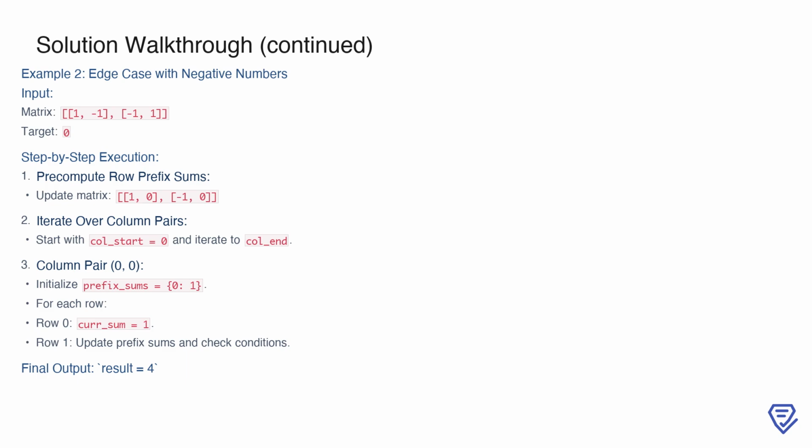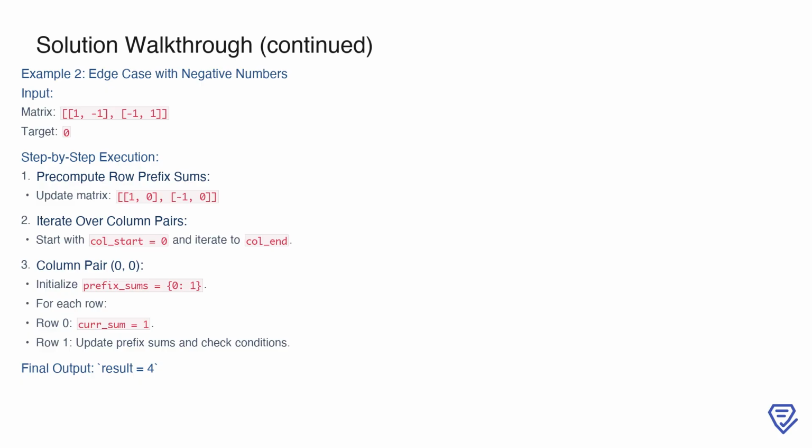In this example, we explore an edge case with negative numbers. The matrix is a 2x2 grid, and the target sum is 0. First, we pre-compute row prefix sums. In this case, the transformation results in 1, 0, 1, 0. This transformation ensures that we can efficiently calculate the sum of any submatrix using prefix sums. Now, we iterate over all column pairs. For the column pair 0, 0, we initialize prefix_sums with 0, 1.